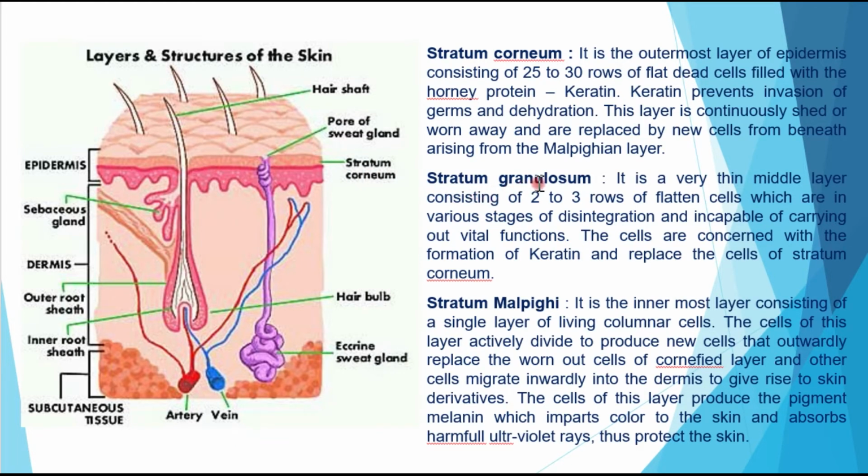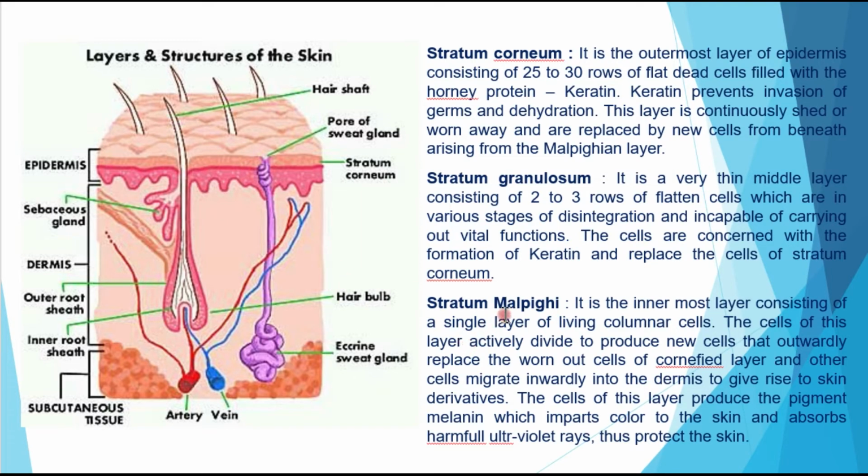The middle layer is stratum granulosum, which is a very thin middle layer consisting of 2 to 3 rows of flattened cells. These flattened cells are at various stages of disintegration, as you can see in this figure, because the nucleus is disintegrating. Now these cells will replace the dead cells of stratum corneum, which will be shed. So obviously these are dead cells, so they do not perform any vital functions. The cells are concerned with the formation of keratin, and it replaces the cells of stratum corneum.